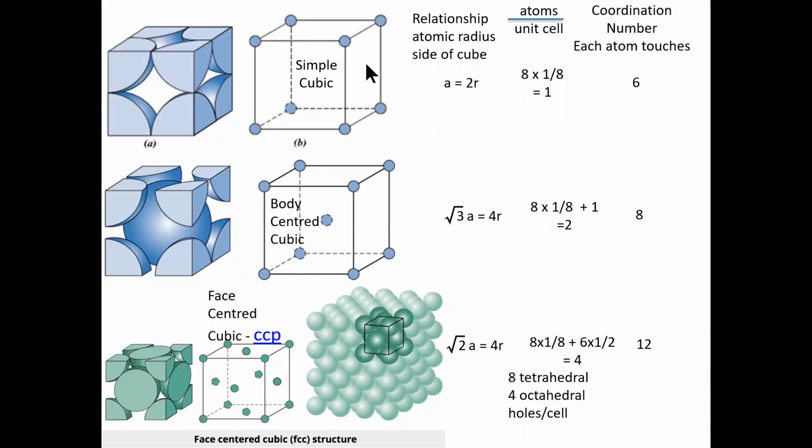These are the relationships again for the different types of cubic cells. I didn't do any simple cubic problems, but they're done the same way. You just look at the relationship between A and R, which is a little bit different. And we know each unit cell only has 1 atom if you want to figure out its mass. So not a stretch to figure out problems.